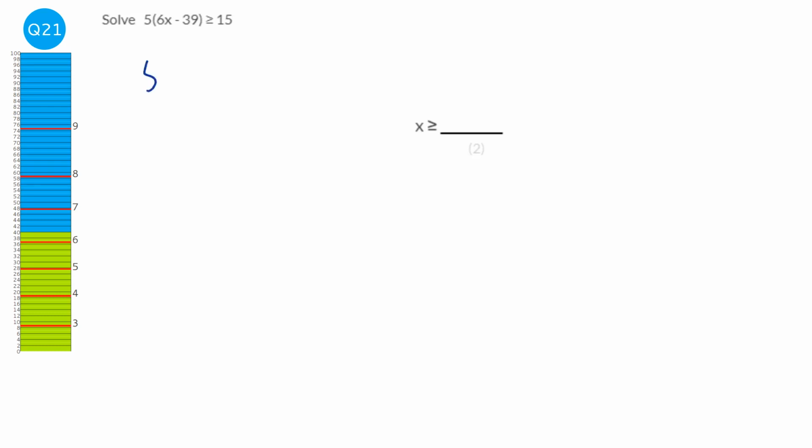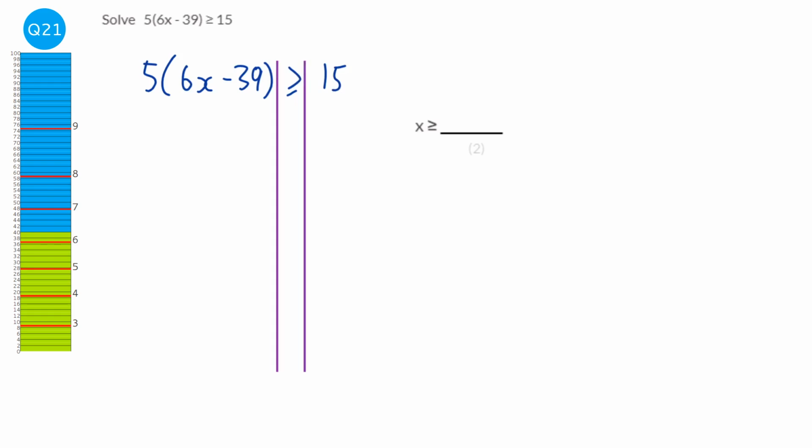So I'm just going to write this out a little bit bigger, just so we've got a bit more room to play with. And I'm going to start by putting my tramlines in. Anytime it says solve, I always put my tramlines in. We can start by either multiplying out the bracket, or we can be clever and just divide by 5 both sides. And that'll leave 6x minus 39, and 15 divided by 5 is 3.